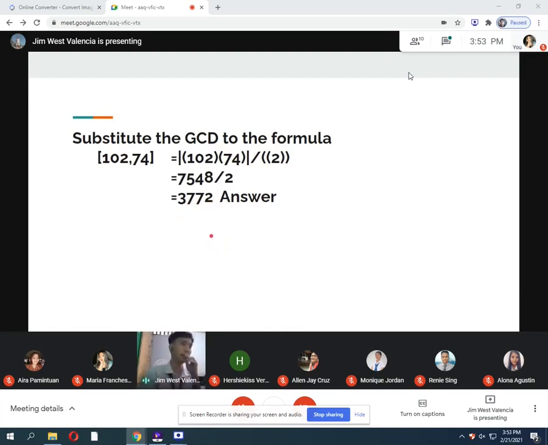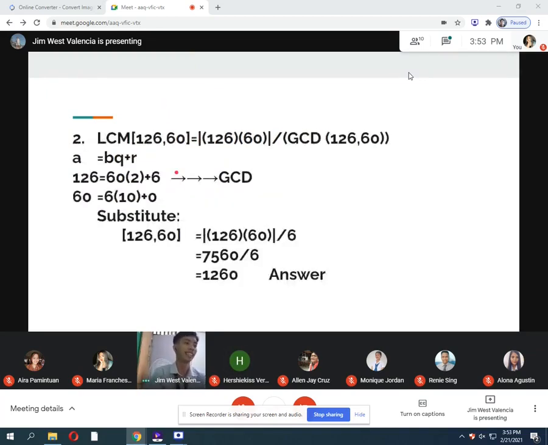Okay? May tanong po ba tayo sa example number 1? Wala. Okay. Another example naman tayo. Okay. Ito. How about this one? The LCM of 126 and 60. So, substitute lang natin sa formula, which is the absolute value of A and B. Ang A natin dito ay 126, tama? At ang B naman natin ay 60. Divided by the GCD of 126 and 60. Okay? Our A is 126 and B is 60.